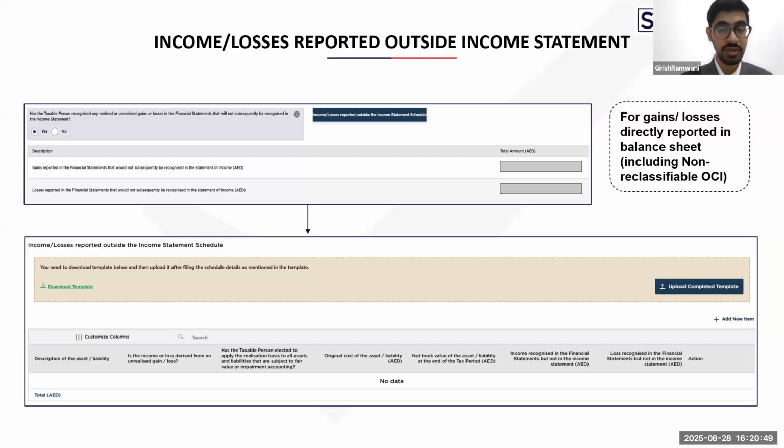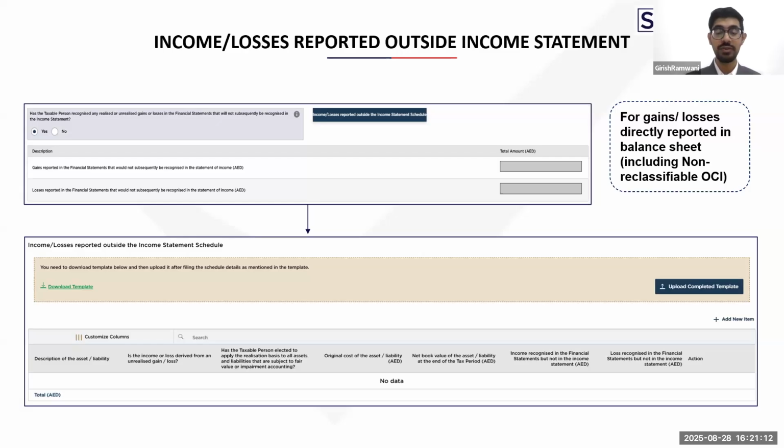What are the disclosures that you would have to make? Firstly, you will have to select if any gain or loss has been there which will not be subsequently reclassified to your income statement. And in that you need to give the description of the asset or liability pertaining to which that income has come, and whether it's an unrealized gain or loss.